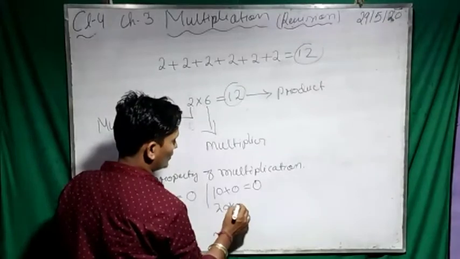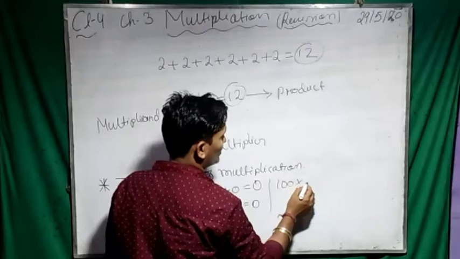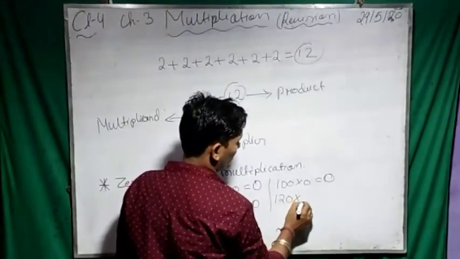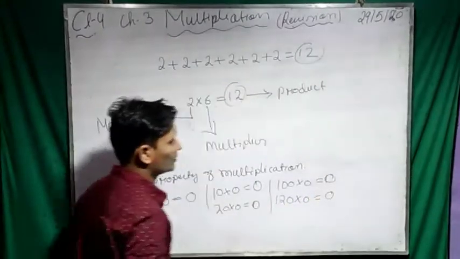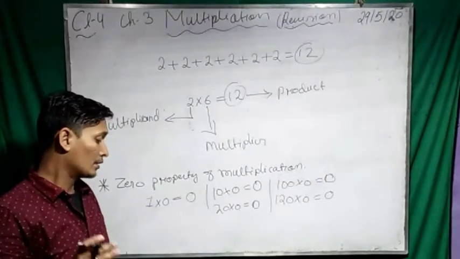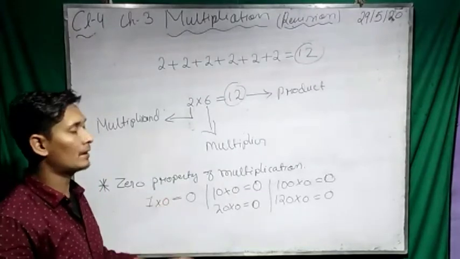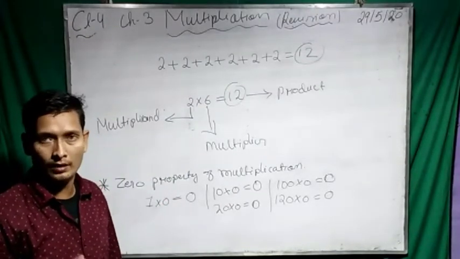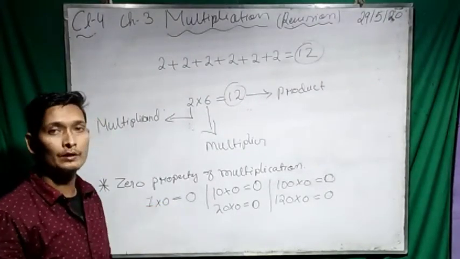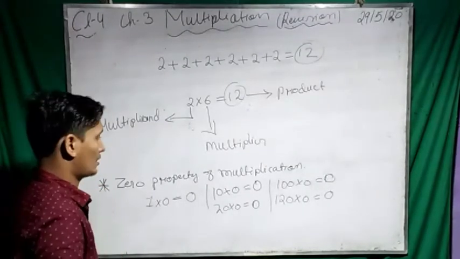20 multiplied by 0, the answer will be 0. Then 100 multiplied by 0, the answer will be 0. Then 120 multiplied by 0, the answer will be 0. So this is the zero property of multiplication. It means 0 multiplied by any number is equal to 0. Got it? Don't be confused. Whenever we are multiplying 0 with a number, the answer is 0 itself. Okay.